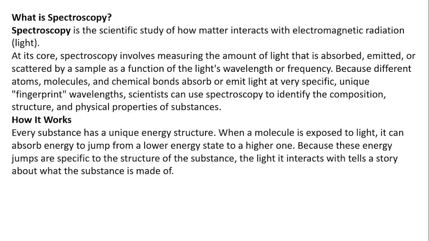So how does it work? Every substance or chemical compound has its unique chemical and energy structure. When that molecule or chemical compound is exposed to electromagnetic radiation, it absorbs the energy and jumps from the lower energy state to a higher energy state. Because these energy jumps are specific to the structure of that chemical substance, the light it interacts with tells the story about what the substance is made of.